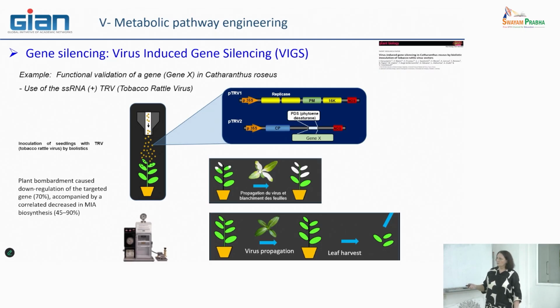Here are the controls. Here are the plants that have also been treated like that. But you see, we can't observe anything directly in the leaf. There is no physical marker that is easy to see. So the only solution is to harvest the different leaves and to study the metabolic content in this leaf.